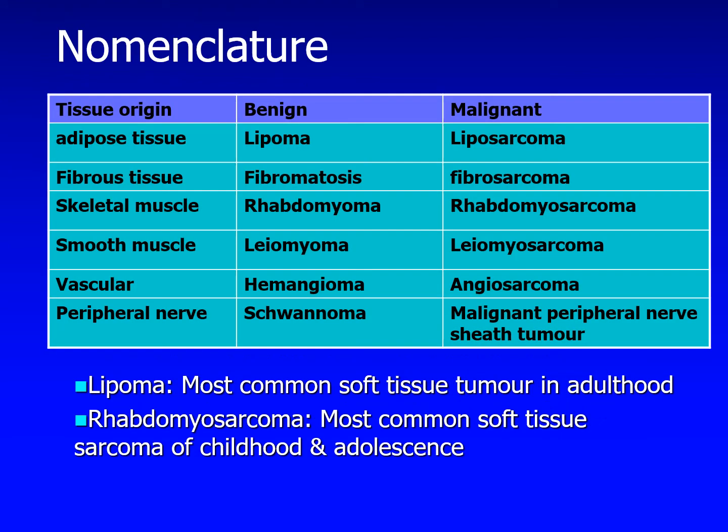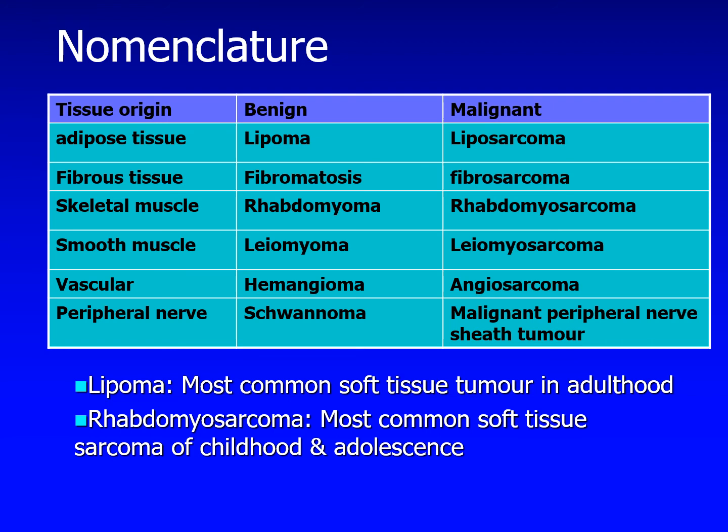The nomenclature for soft tissue tumors is according to the tissue of origin. If it is a benign tumor of adipose tissue, it is called lipoma. A malignant tumor of adipose tissue is called liposarcoma. There's also leiomyomas for smooth muscles, rhabdomyomas for skeletal muscles, fibromatosis for fibrous tissue, hemangiomas for vascular tissue in origin, and schwannoma for peripheral nerve tissue. That's for benign tumors, whereby you just add on a sarcoma at the end for malignant tumors.